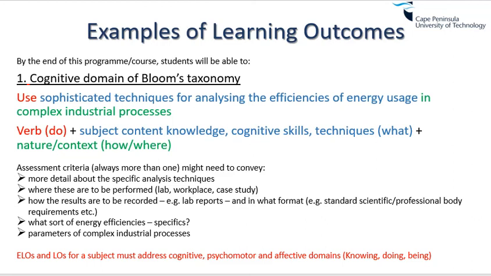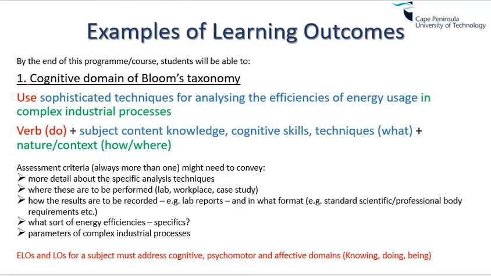You could unpack the sorts of energy efficiencies. So what do we mean by efficiencies of energy usage? Give more detail there. What parameters of complex industrial processes? So what kind of complex industrial processes? So you see how rich this learning outcome and these associated assessment criteria could be. You could break this down into a hugely rich area of learning.